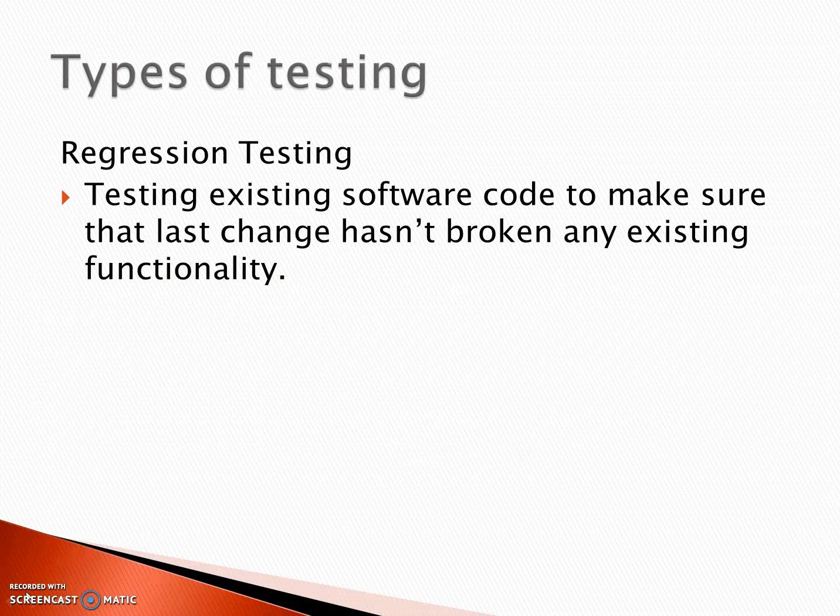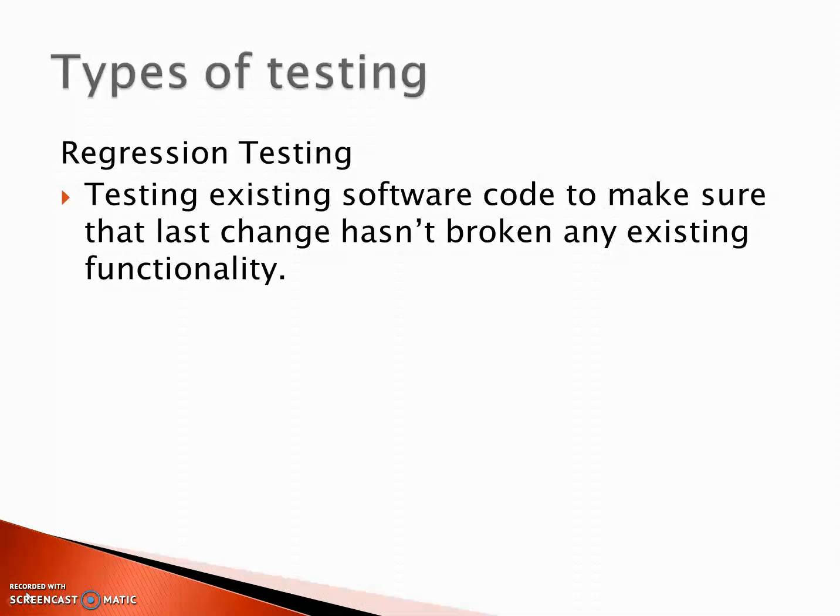The next type of testing is regression testing. Regression testing is all about testing existing software code to make sure that the last change or addition hasn't broken the existing functionality. In our project, whenever there was a new component added, either on the GMCS or on the robot side, we ran all those previously successfully executed test cases once again to check for any potential defect.